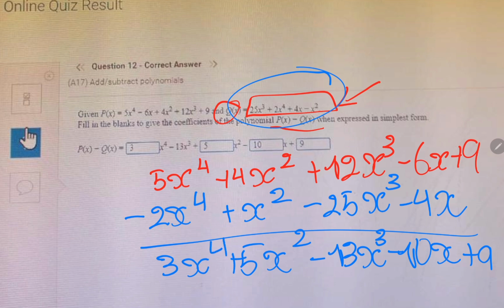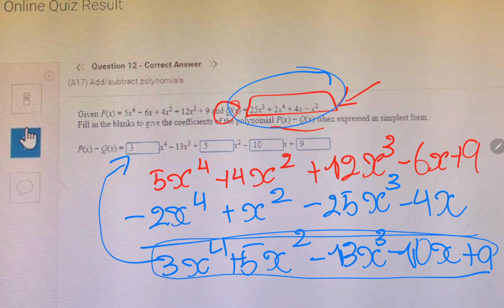As you see, it's not in standard form. When you do it in standard form, it's gonna turn out like this. 3x to the power of 4 minus 13x to the power of 3 plus 5x to the power of 2 minus 10x plus 9.